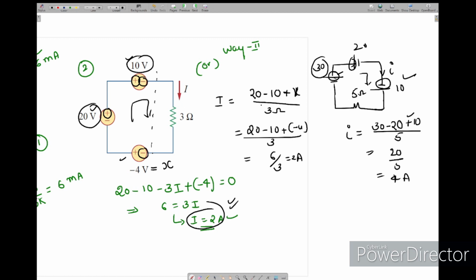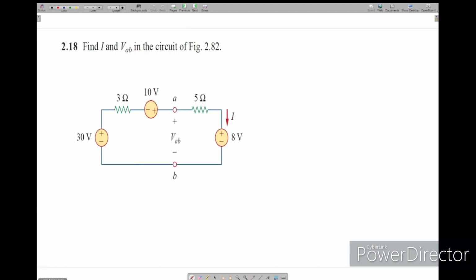So this is all about finding the I in this particular network. We'll see next, now also finding the current and voltage V AB. So VA is here, VB is here. First we have to find the I in the network. So to find I, we'll use the KVL. So again, current is going like this, so I will take 30. So current is entering like this, we'll take positive here. So this is I.